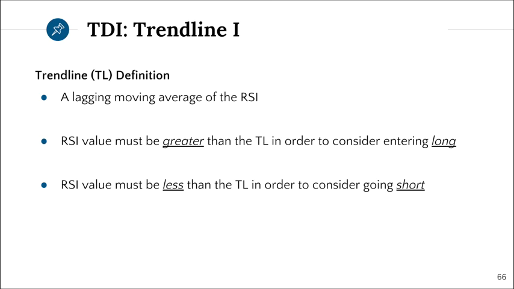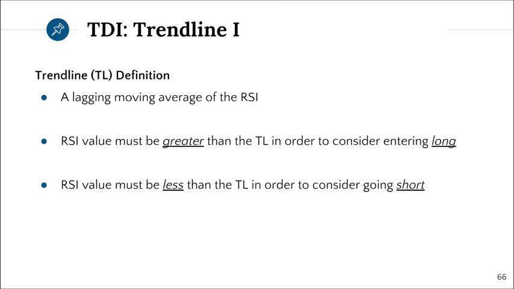Let's add in now the trend line, the final piece. This is just a simple lagging moving average of the RSI. The RSI value must be greater than the trend line in order to consider going long, which means the green line must be above or coming through that red line to go long.